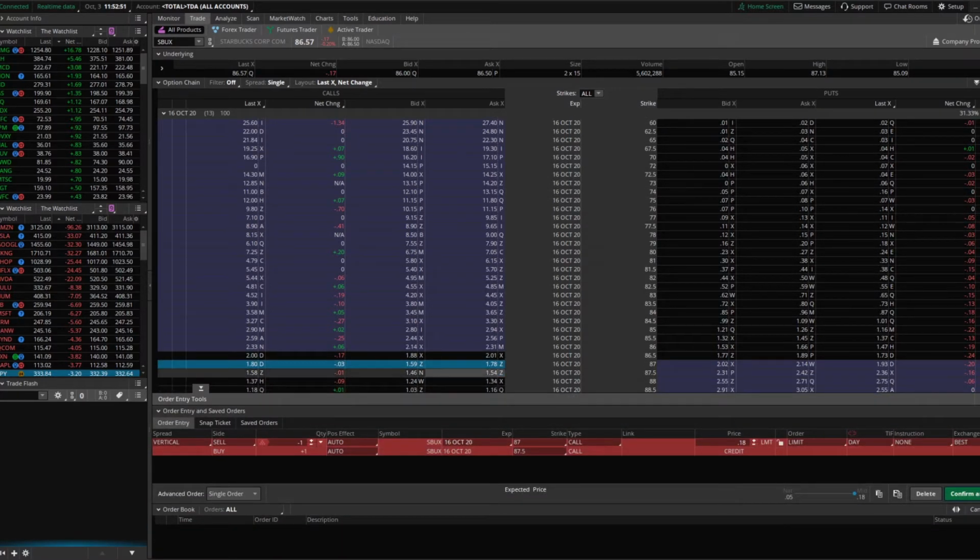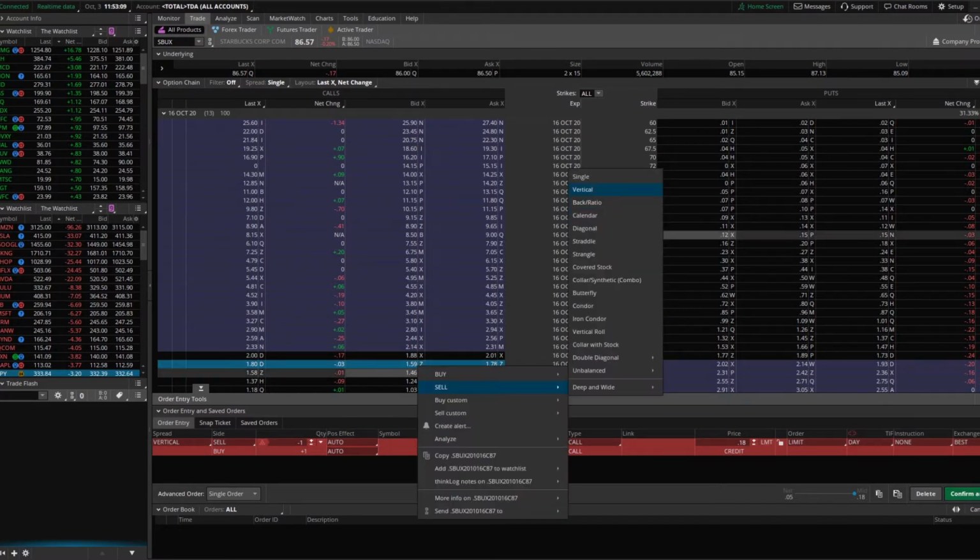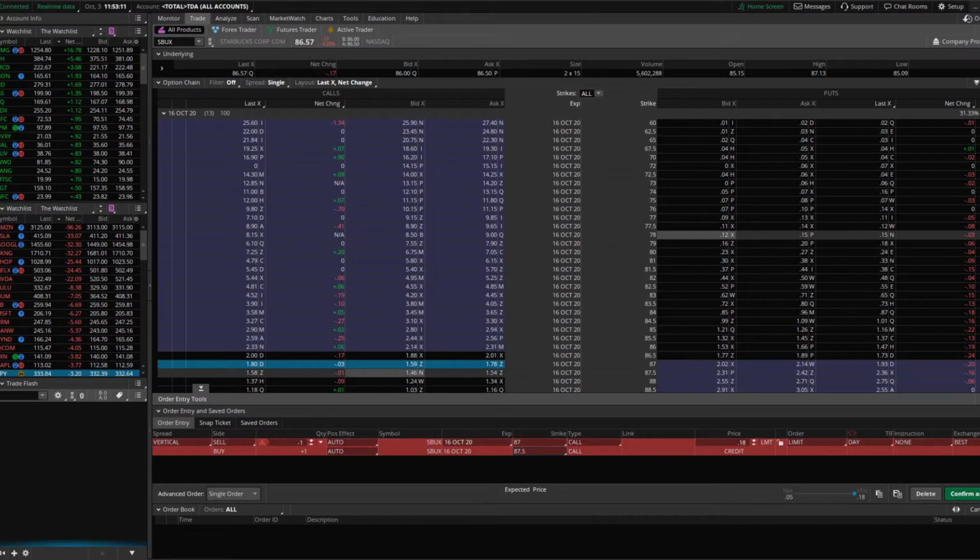and then all you got to do is click on it, and it's going to set up the vertical for you. Now, if you want to do a wider spread on the strike prices, a different date, whatever you want to do, you can change that all in this order. But that's the best part about thinkorswim. All you got to do is find the contract you want to sell, hit the vertical, and then it kind of sets up the order for you, and you can change it to however you want it to be.